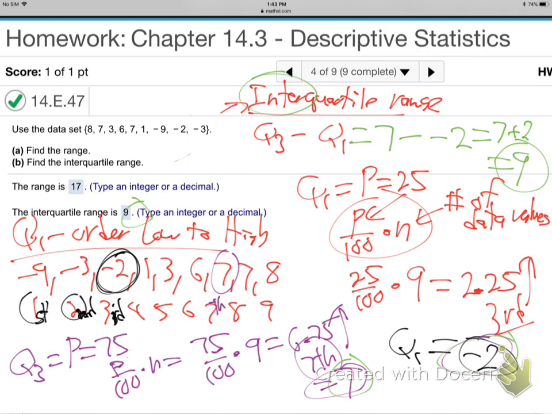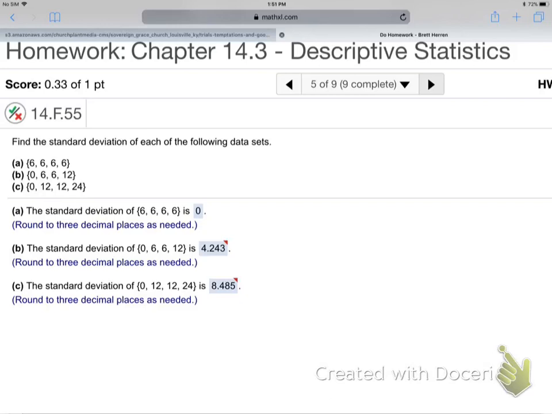Questions? All right. These will be on the next exam, a week from today. So how do we find standard deviation? There's a whole process. Make a table, do all these steps. Here we go. Standard deviation.